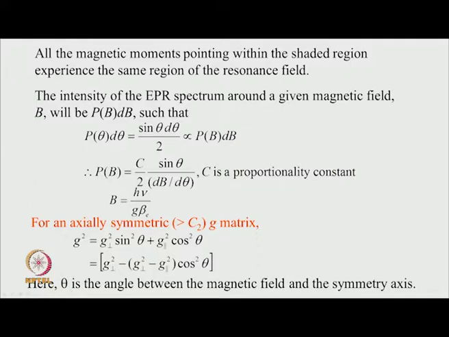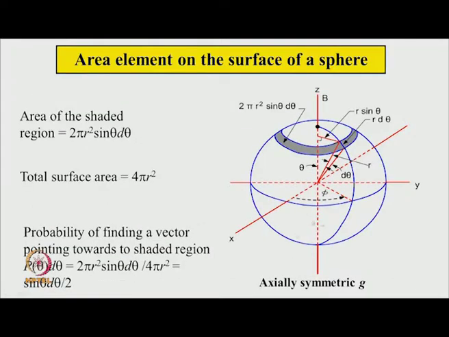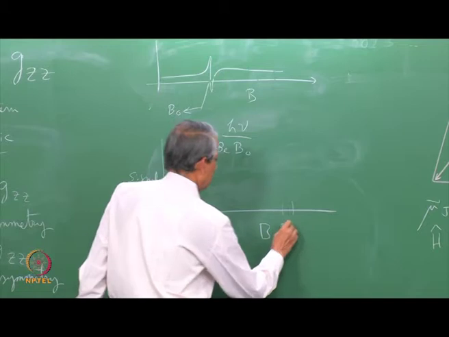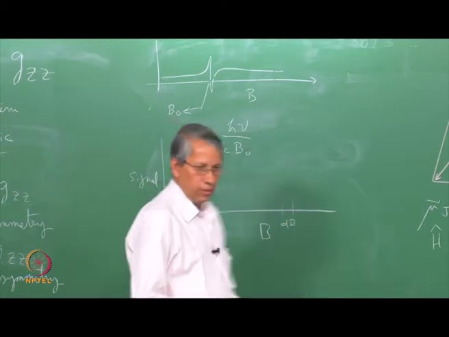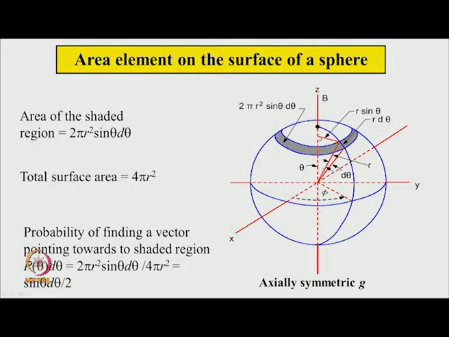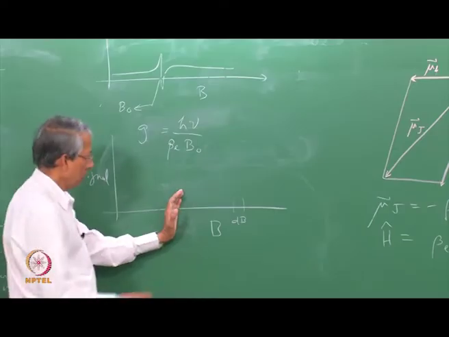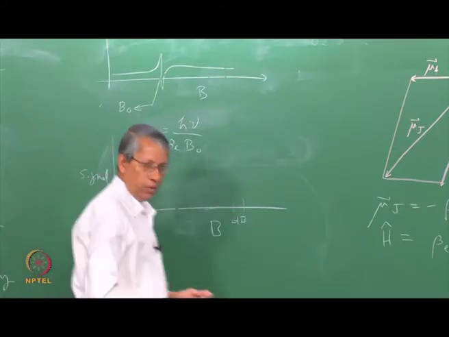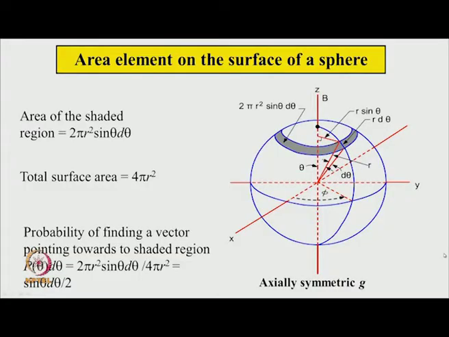Okay. Now, these vectors which are pointing in this direction will give resonance in the neighborhood of the same magnetic field in the EPR spectrum. So, where are they going to appear? Maybe they will appear somewhere here, let us say. Now, if theta is changed, the resonance position is going to change somewhere here. So, when we cover all the possible orientations, how are these distributions going to appear at different magnetic field regions?